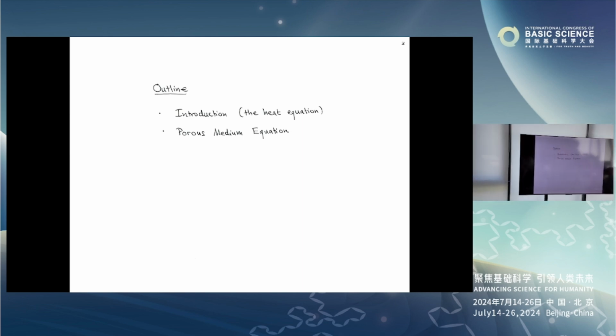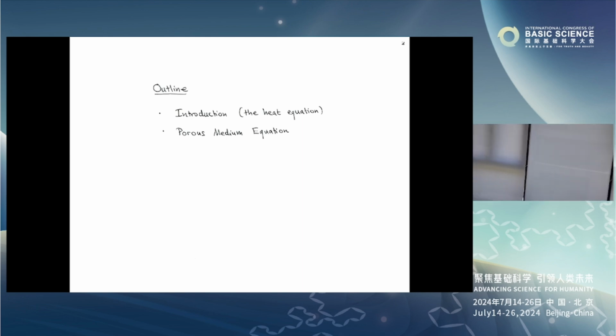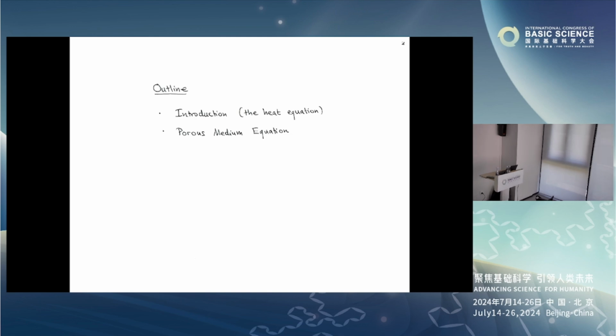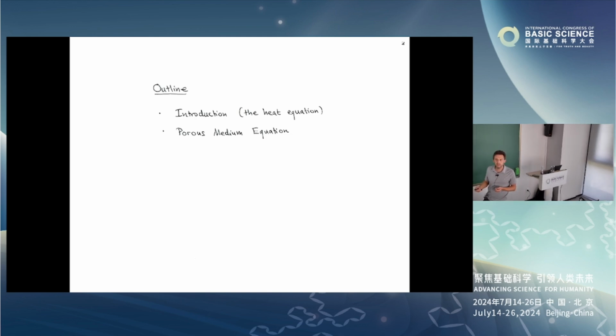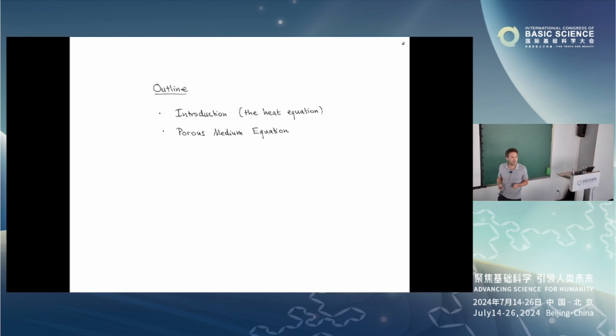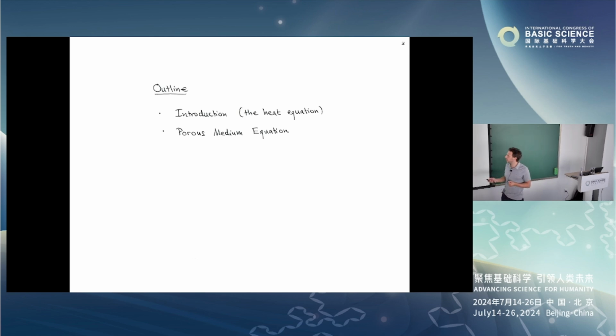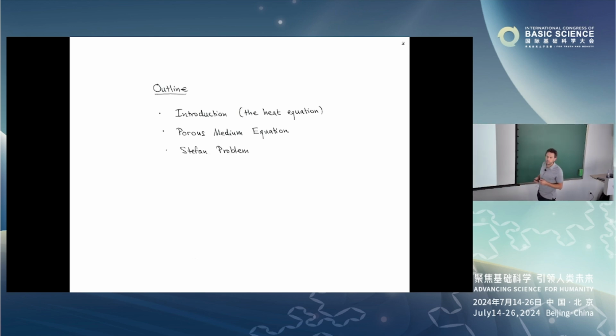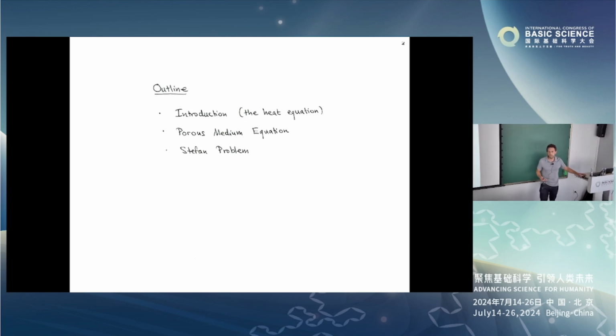All of those equations are coming from physical processes, and they all have the feature that they have a free boundary. The first equation I'm going to talk about is the porous medium equation. This is a classical equation modeling the diffusion of gas. The second equation I'm going to talk about is the so-called Stefan problem. And this is an equation which is used to model the melting of ice.